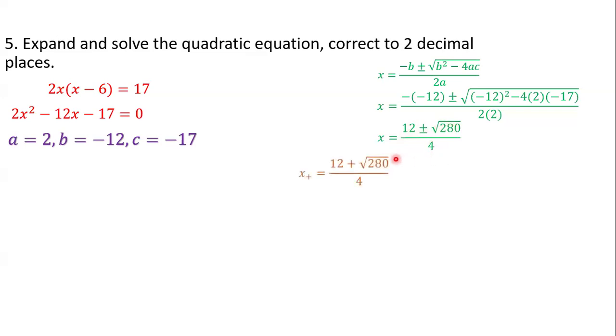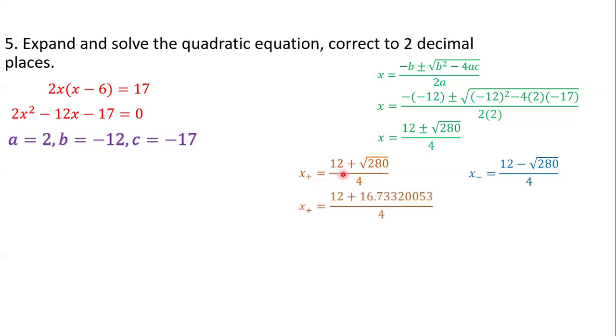Then we have x positive. Let's evaluate what x positive is. When we say x positive, we basically mean that we want the positive sign in between these two terms. And x negative means that we want the negative sign in between these two terms. So we have to figure out what x positive is and what x negative is. Let's focus on x positive.